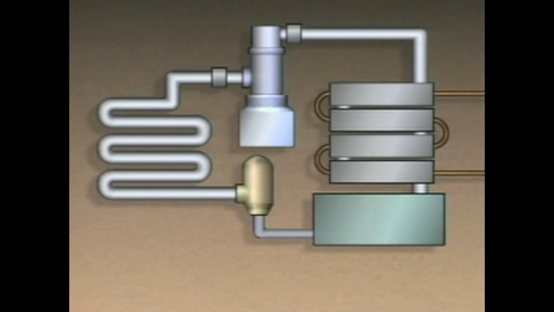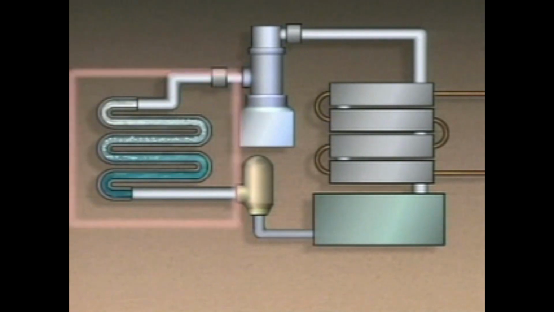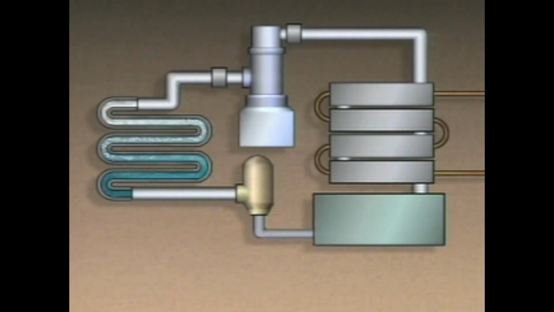The temperature drop caused by the expansion valve creates a larger temperature difference between the refrigerant and the substance being cooled. This allows more heat to be absorbed. Also, at the lower pressure, the boiling temperature of the refrigerant is lowered. This means that the refrigerant is able to vaporize at a low temperature.